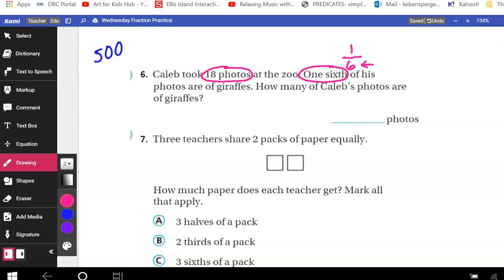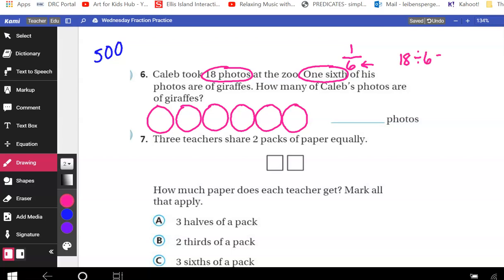So my denominator tells me that I need to make 6 circles, or put them into 6 groups. And then I'm going to divide those photos up. So you can think of this as a division sentence, 18 divided by 6, if you would like, or you can separate your photos this way if you'd like to.